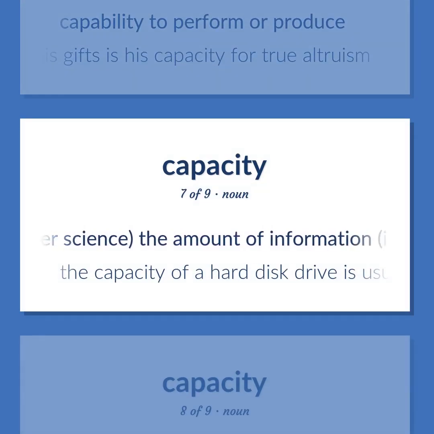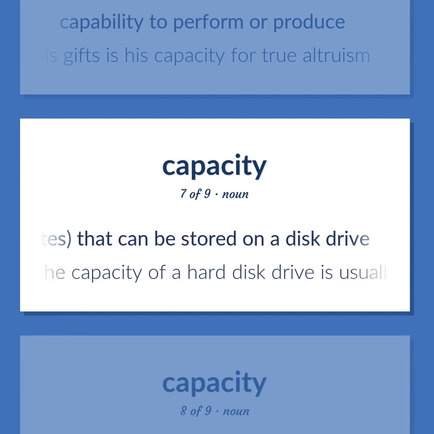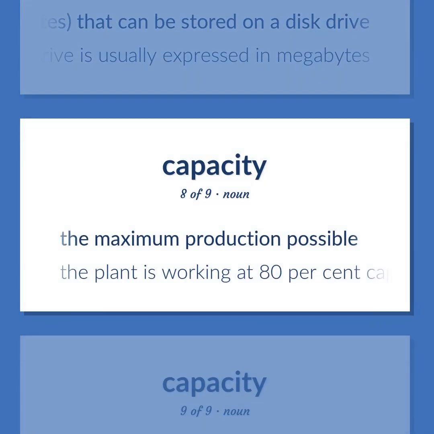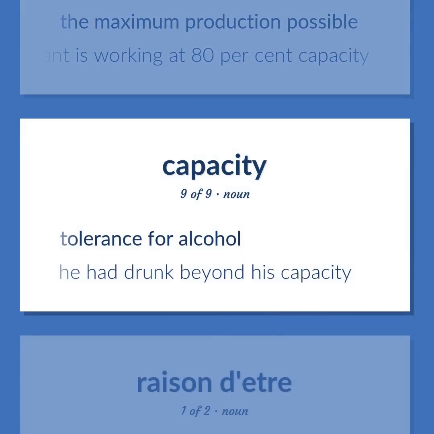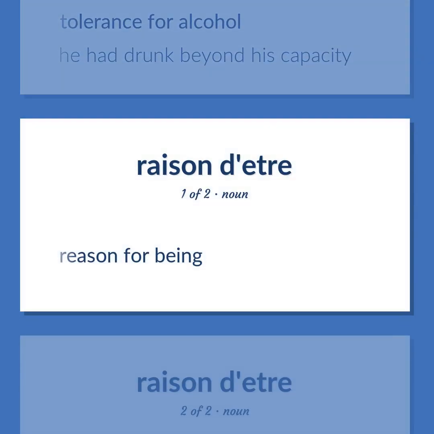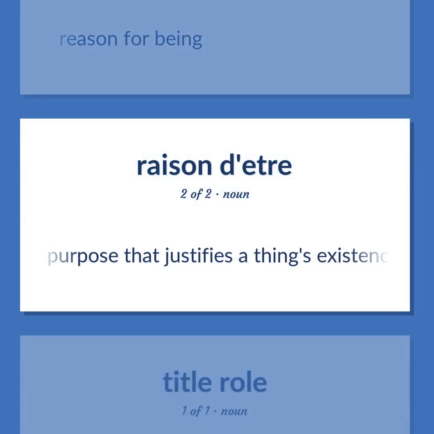Computer science, the amount of information, in bytes, that can be stored on a disk drive. The capacity of a hard disk drive is usually expressed in megabytes. The maximum production possible. The plant is working at 80% capacity. Tolerance for alcohol. He had drunk beyond his capacity. Reason for being. The purpose that justifies a thing's existence.